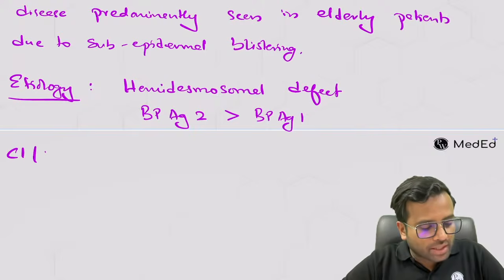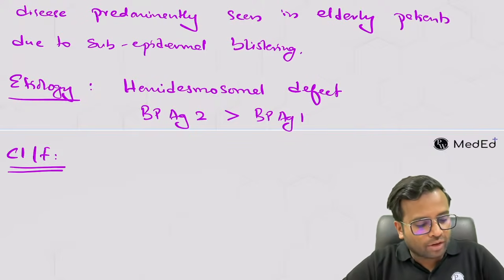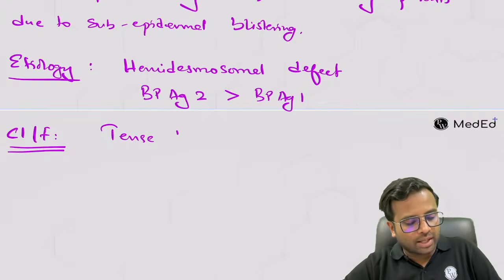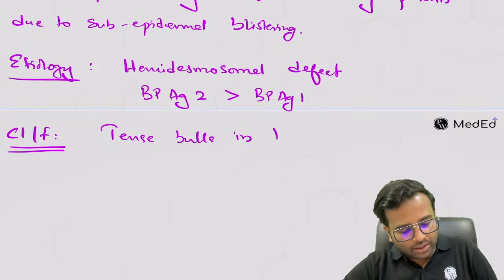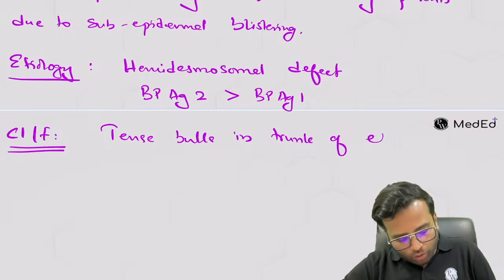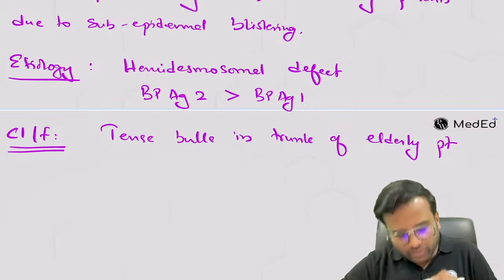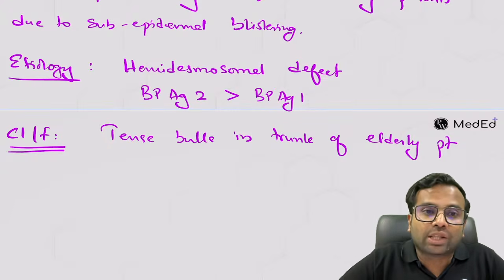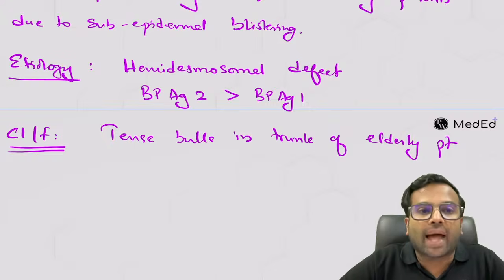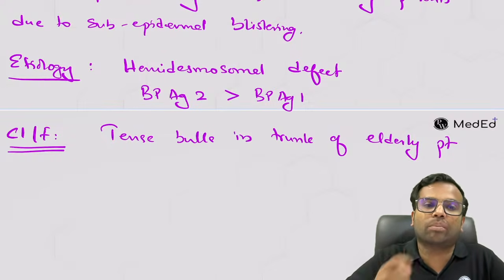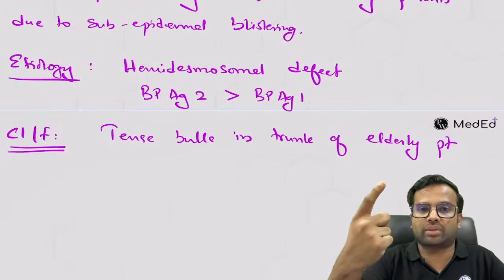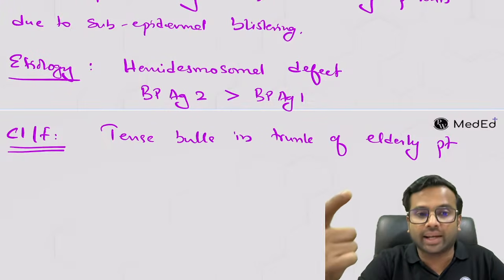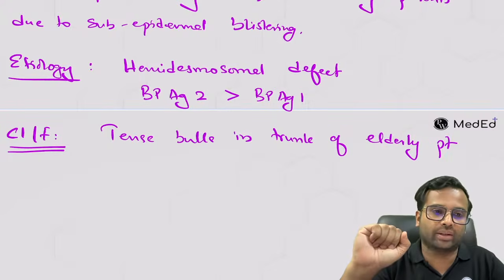Then how will the patient present to you? What are the clinical features in this patient? The patient presents with tense bulla in the trunk of an elderly patient. That is the usual presentation. अभी क्या है? In Pemphigus vulgaris, we had a flaccid bulla, right? Along with flaccid bulla, we also had oral mucosal erosion. What was the age group? Middle age. यहाँ पे tense bulla in an elderly patient. That is about bullous pemphigoid, right?